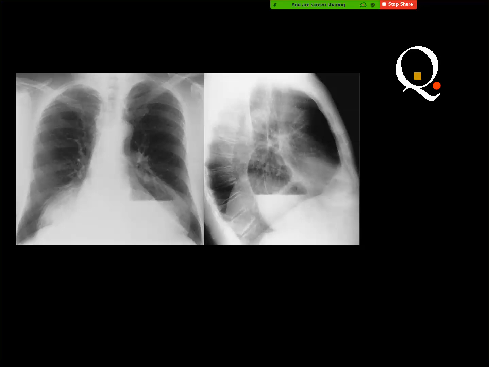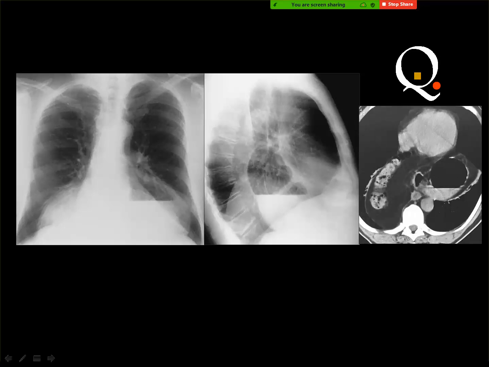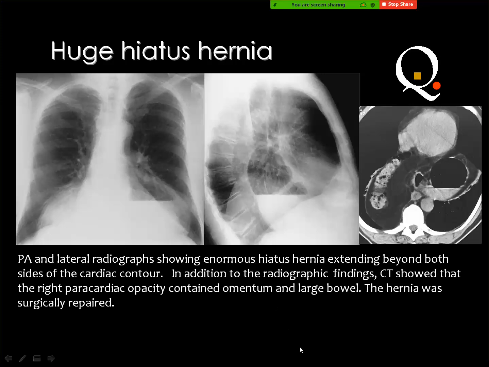Hiatus hernia? Yes, very good. And this is now a simple question. In the GI module, we have 4 types of hernia, and this is type 4. And this is a huge hiatus hernia containing colon as well as the stomach.